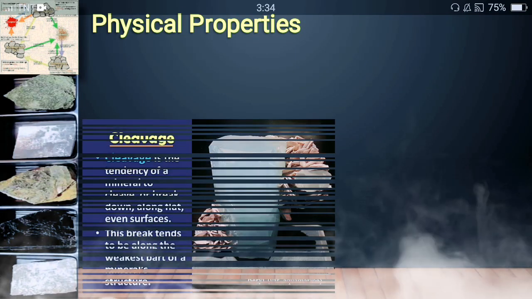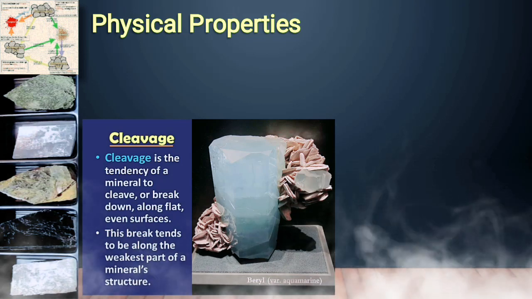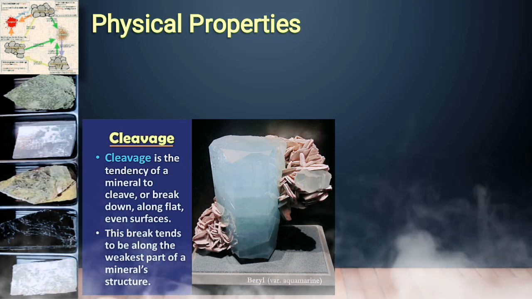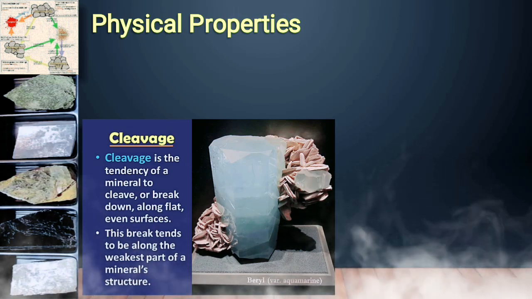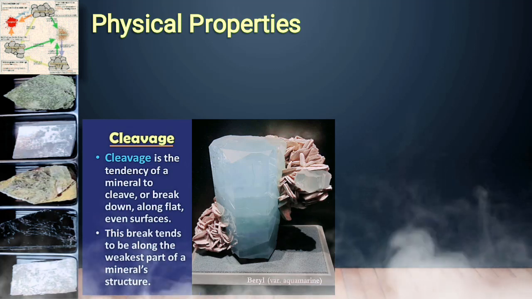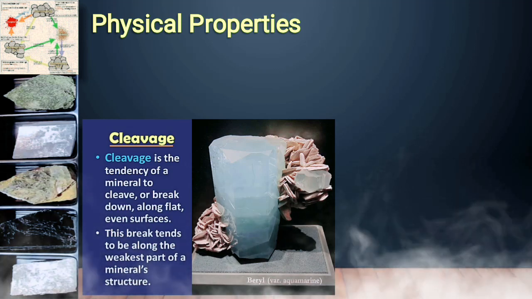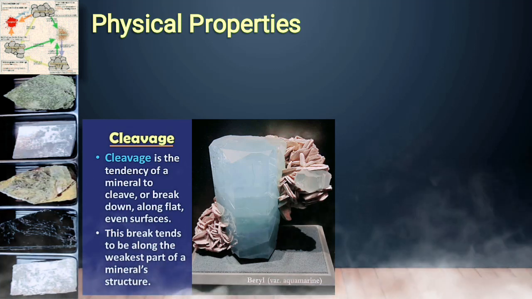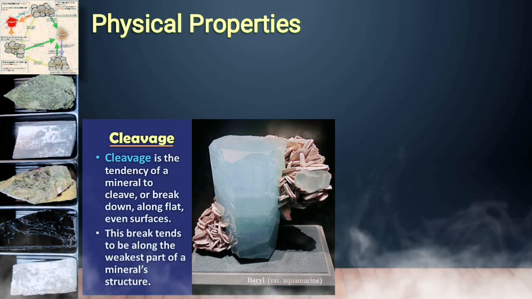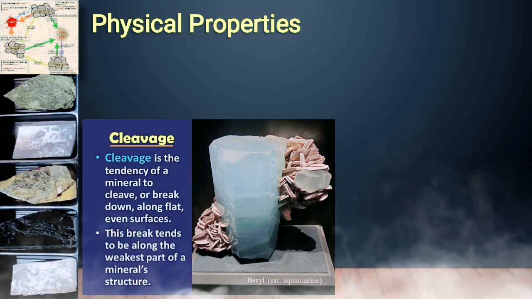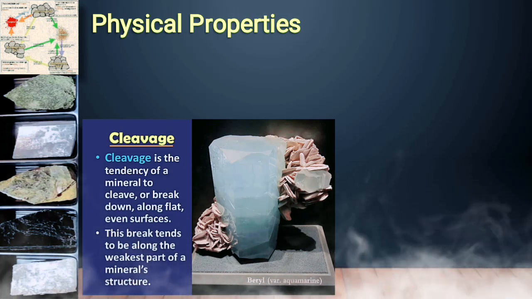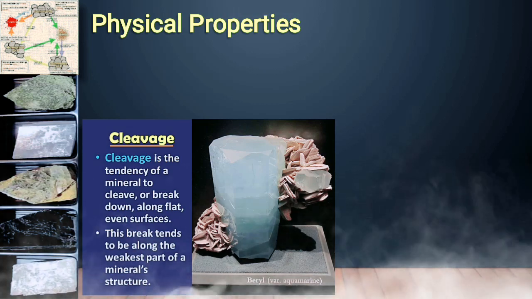Next is cleavage. Cleavage is the tendency of a mineral to cleave or break along flat, even surfaces. This break tends to be along the weakest part of the mineral structure. A mineral that naturally breaks into perfectly flat surfaces is exhibiting cleavage. Not all minerals have cleavage. A cleavage represents a direction of weakness in the crystal lattice.